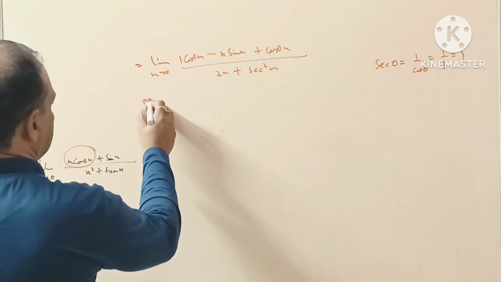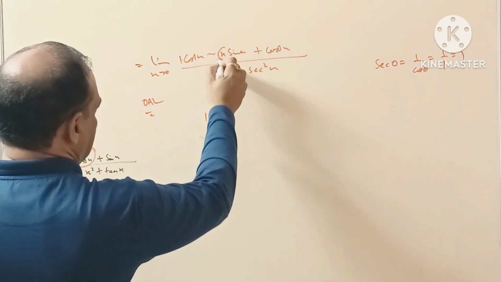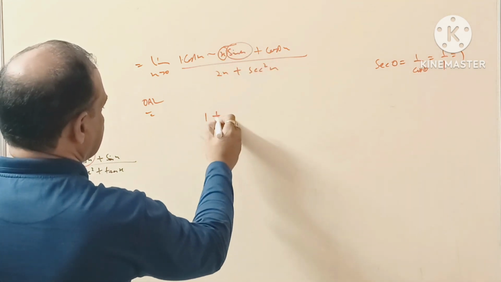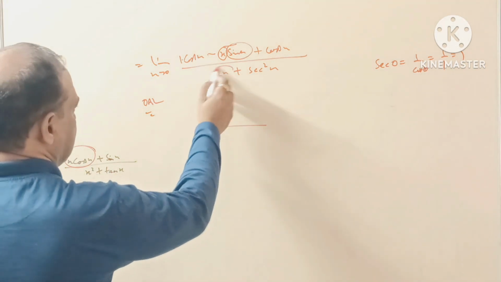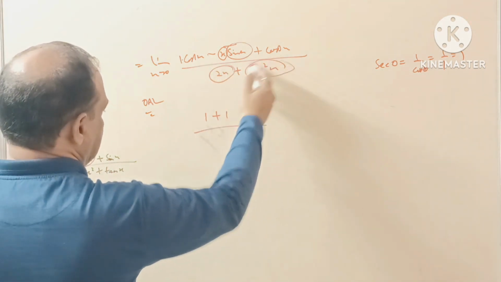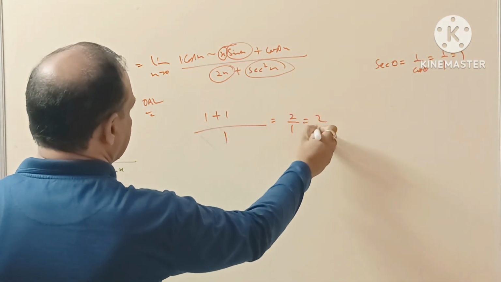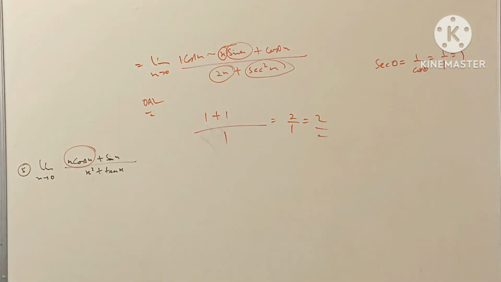Now here, if you apply the limits, you will have cos 0 as 1, minus x is 0, sin x is again 0, therefore it will give you 0, and plus cos x will again give you 1. In the denominator, 2 times x will give you 0, and sec square x will give you 1. It means that you will have 2 over 1, which is equal to 2. This is the required answer of this part.